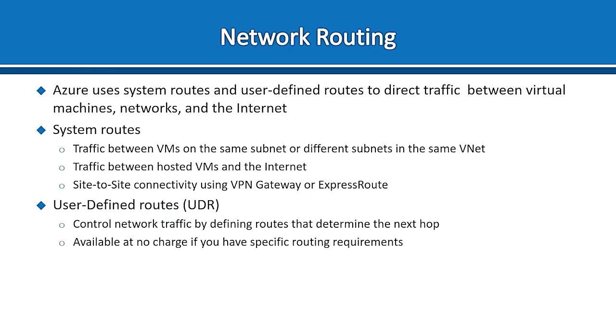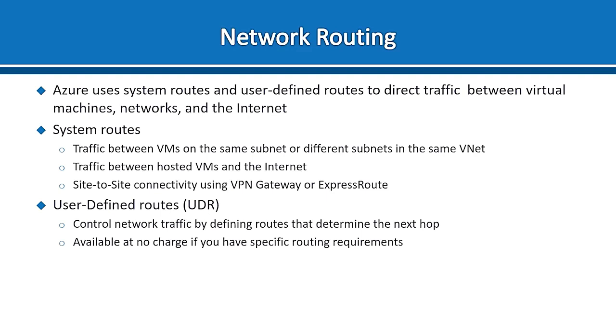So Azure uses system routes as well as user-defined routes to direct traffic between virtual machines in the same subnet or different subnets, same virtual network, data flow from VMs to the internet, site-to-site communication, ExpressRoute communication through a gateway. All of those use system routes, but we have the ability to create user-defined routes to control network traffic. These user-defined routes are very similar to just routing table entries that we would configure in an on-prem environment that specify the next hop for a particular location.